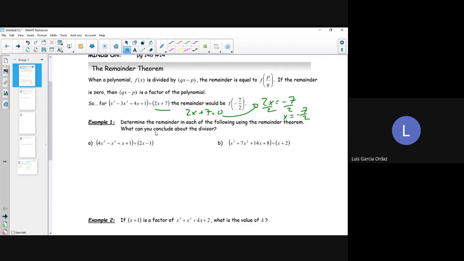So for example 1, we want to determine the remainder in each of the following using the remainder theorem. And what can we conclude about the divisor? Okay, so we have 4x^5 minus x squared plus x plus 1 divided by 2x minus 1. So we have our divisor as 2x minus 1 and our dividend as the expression on the left. So what is our factor here that they want us to look at?